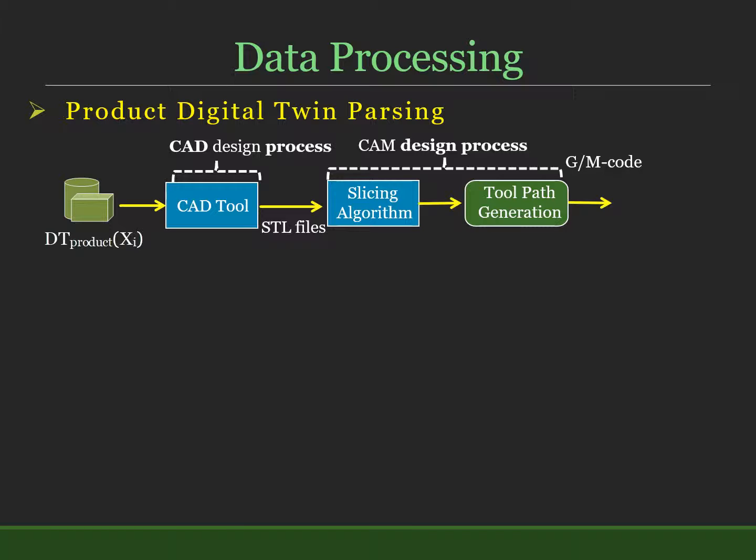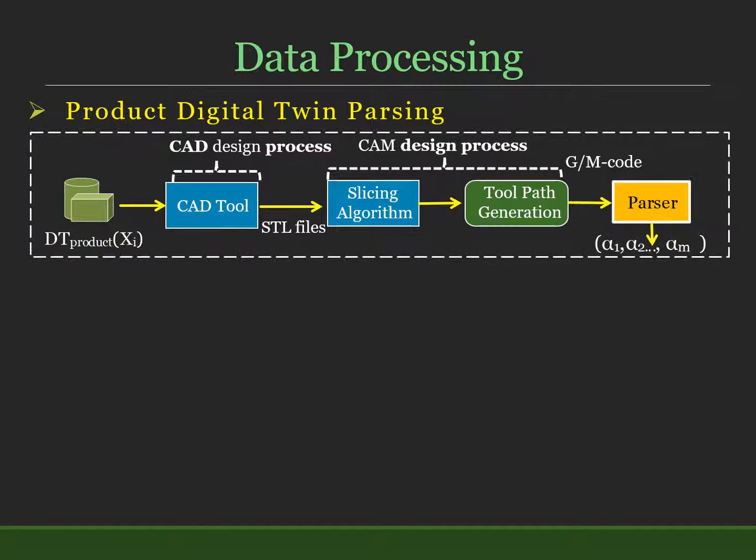For generating the fingerprint of the digital twin product from the IIoT sensor data, first of all, it is parsed to its corresponding parameters such as alpha 1, alpha 2, etc. The parsed values will depend on the type of manufacturing system. The parsing for an additive manufacturing system, that is the GM codes, will be demonstrated later in the slides.